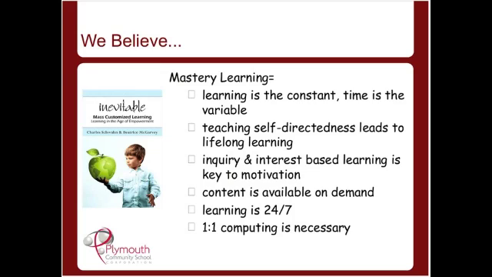A couple things that we believe in Plymouth that, again, are similar, but I'll reiterate a couple things. Learning is the constant and time is the variable. In the industrial age model, time is the constant. We know you have a certain amount of time per period, and the learning varies by learner. So this kind of flips that on its head. The second thing is, we feel really strongly that in order for our kids to be college and career ready, teaching self-directedness really is the key to that, because kids are going to have to continue to learn once they leave us, just as we all have to continue to learn to be effective at our jobs.